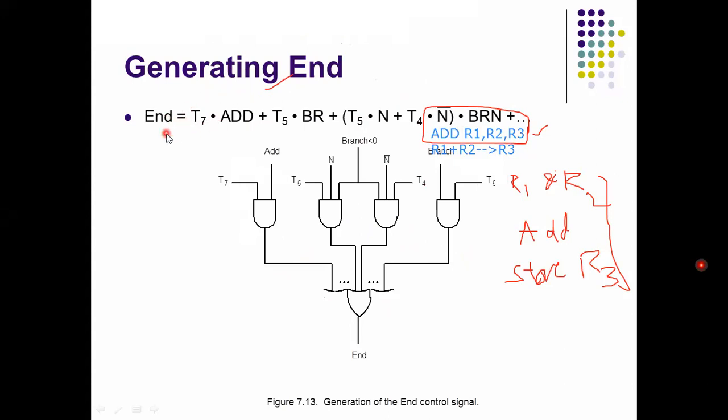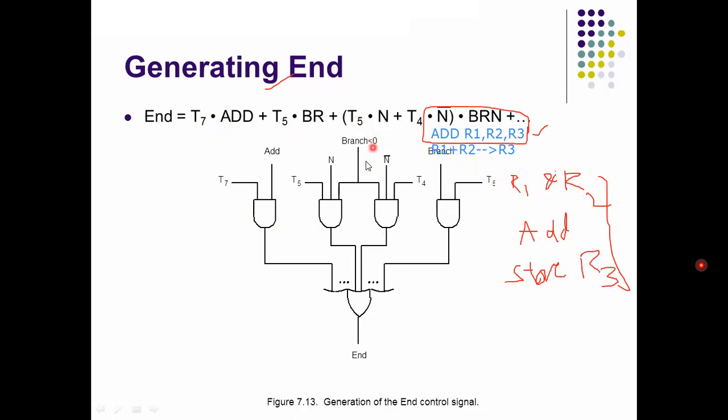Next, generating end. So what is here? T7 dot add plus T5 dot branch plus T5 dot n plus T4 dot n dot branch plus and so on. Based on this expression, we draw the combinational circuit here. Based on first T7 dot add, this is T7 dot add and operation. Next T5 dot branch, so here T5 branch and operation.